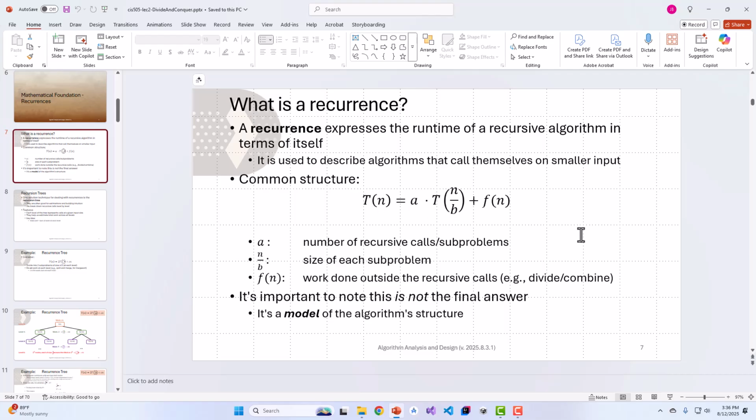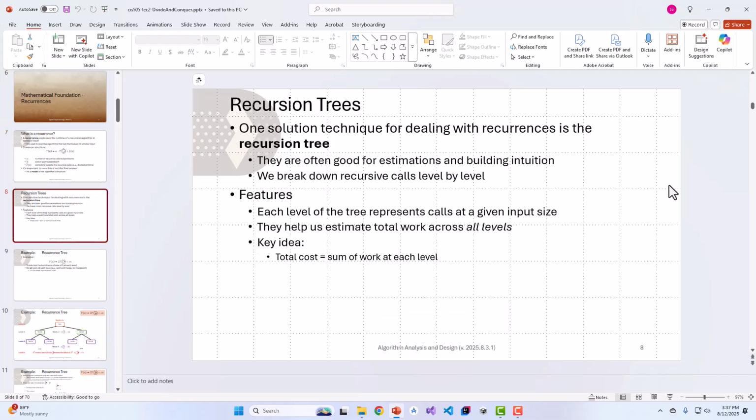A, again, is the number of recursive calls or subproblems. n over b is the size of each subproblem. And f(n) is the work done outside the recursive calls, such as dividing, combining, merging, things like that. It's important to note that this is not the final answer. It's a model of the algorithm structure.